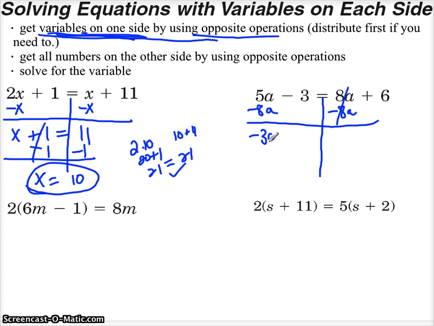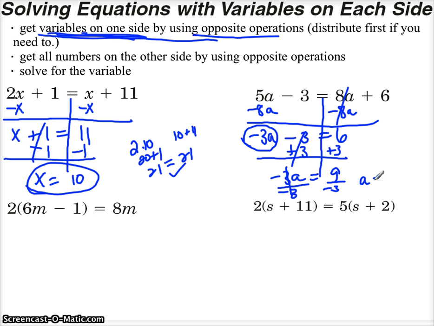So I'm going to minus the 8a. 5a minus 8a is negative 3a. Bring down the minus 3 and bring down the 6. And then here's my variable term. So opposite of minus 3 is plus 3. So I have negative 3a equals 9. And then divide by negative 3. So a equals negative 3. When you check that, 5 times negative 3 is negative 15, minus 3 is negative 18, 8 times negative 3 is negative 24, plus 6 is negative 18, so that checks.